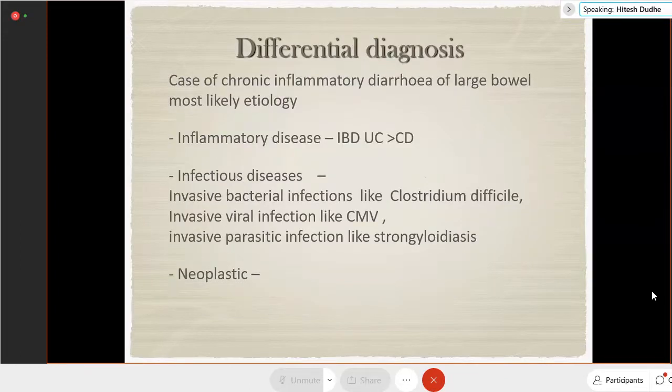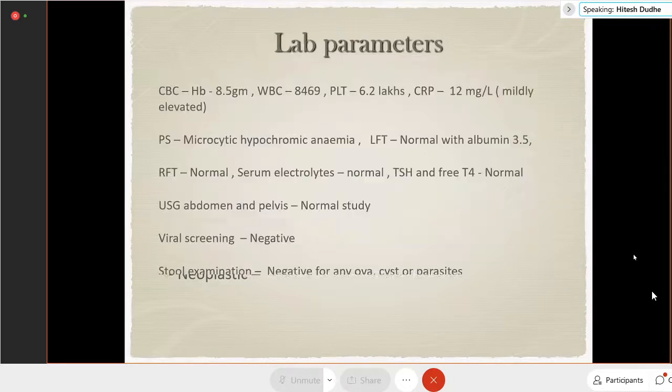So it's a case of chronic inflammatory diarrhea of large bowel origin. Most likely etiology is inflammatory disease, that is inflammatory bowel disease, ulcerative colitis more than Crohn's disease. Second possibility is infectious diseases like invasive bacterial infection like Clostridium difficile, viral infection like CMV, or parasitic infection like strongyloidosis. I will also keep the possibility of neoplastic.